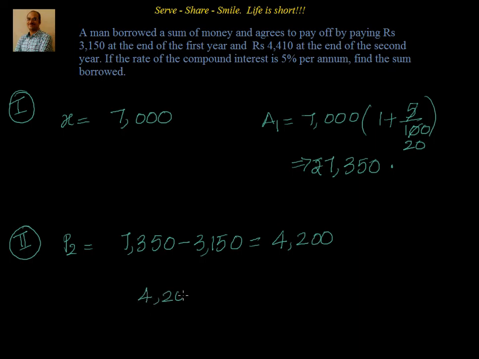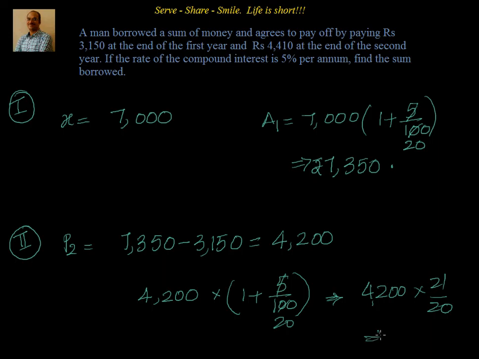On 4200 I have to apply 5% interest. That's nothing but into 1 plus 5 by 100. You simplify that again, you will get 4200 into 21 by 20. You simplify that, you will get 4410. That is exactly the amount mentioned in the problem. So that makes clear that whatever value we got is correct, and the logic we have approached is correct.